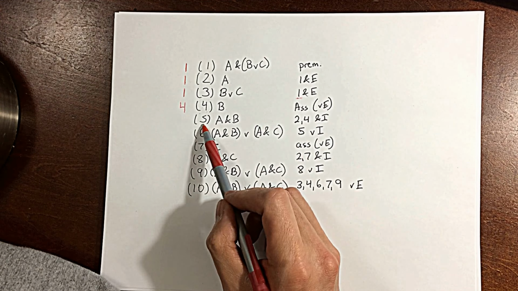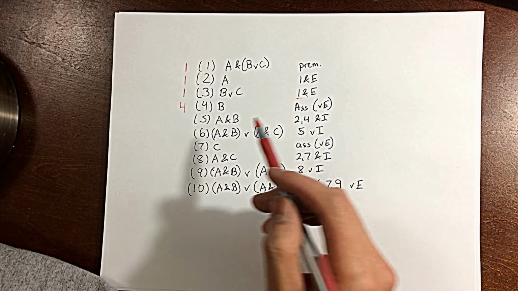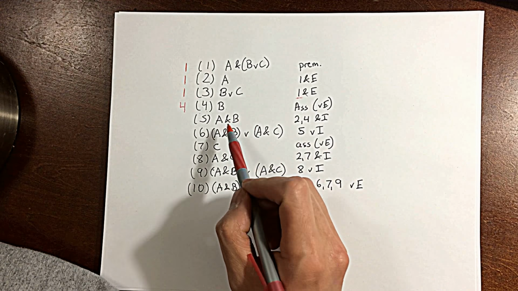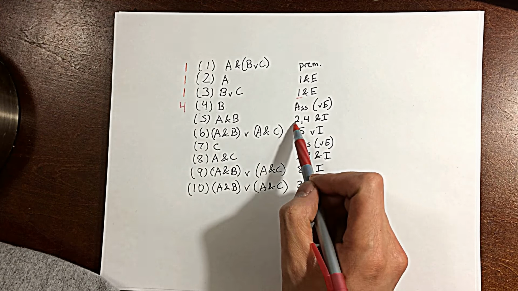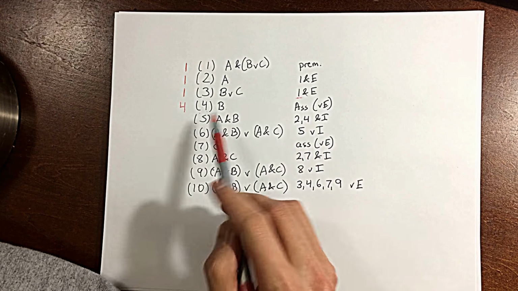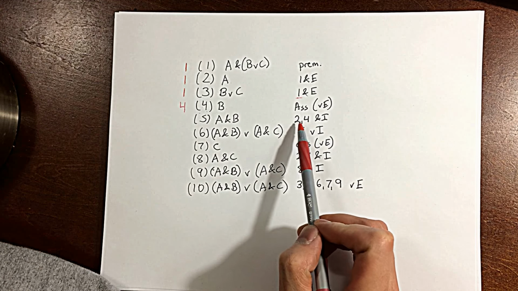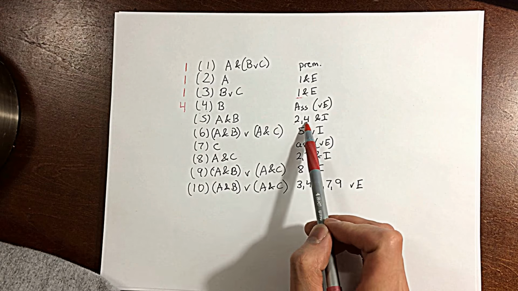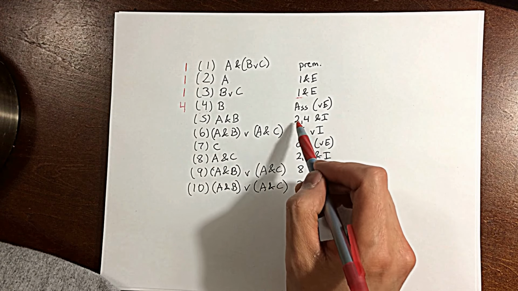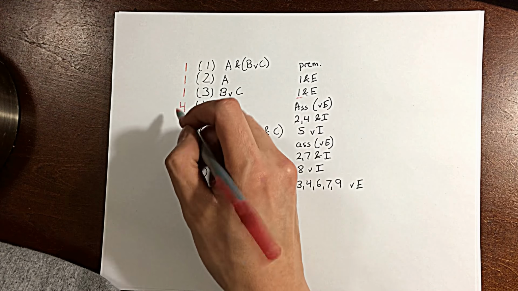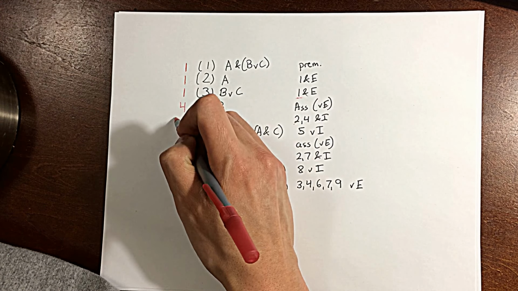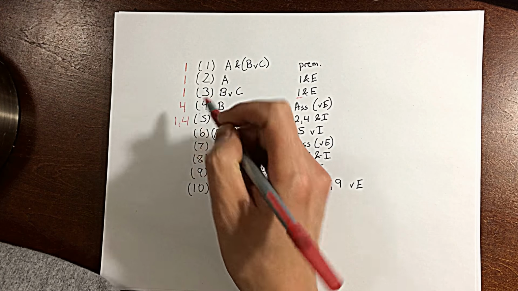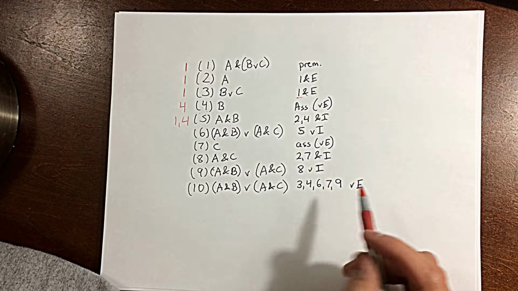So to calculate the dependency number for line 5, what we have to do is look at what 2 and 4 depend on. It's not the lines 2 and 4 themselves, rather it's what 2 and 4 actually depend on. So since 2 depends on 1 and 4 depends on 4, this becomes 1 and 4.